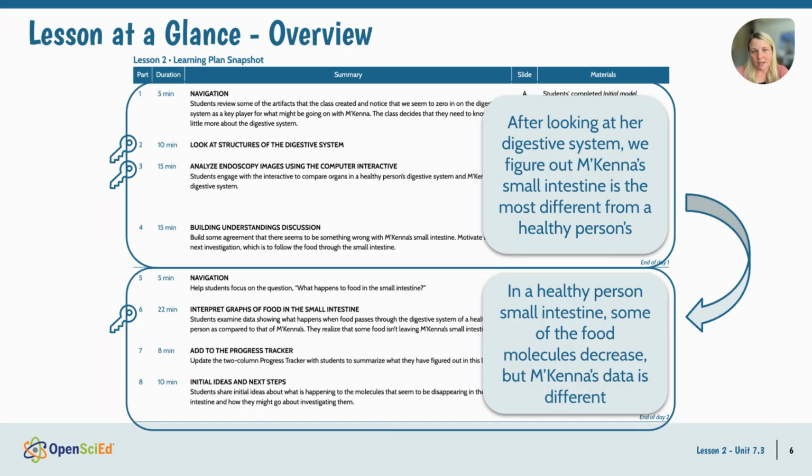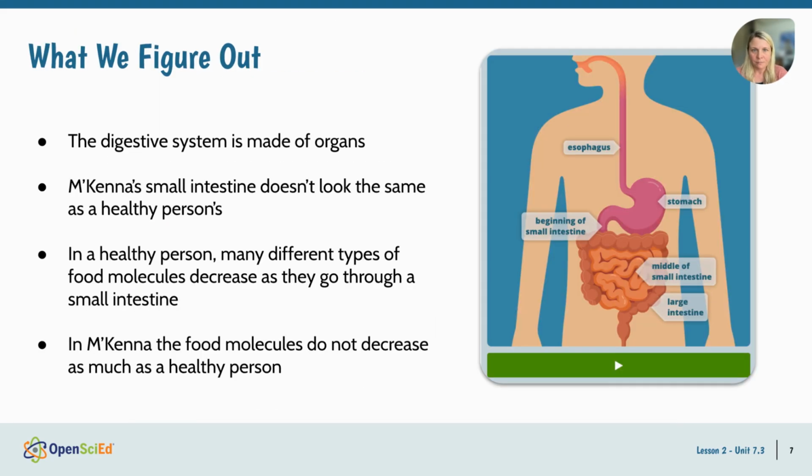This leads us to the second cluster, which happens on day 2. Here, the students dig deeper into what's happening in the small intestine of a healthy person versus McKenna by looking at some food data. We realize that in a healthy person, it appears as though a lot of the food molecules are decreasing, but not all of them. But in McKenna, the food isn't decreasing nearly as much. Her data looks really different.